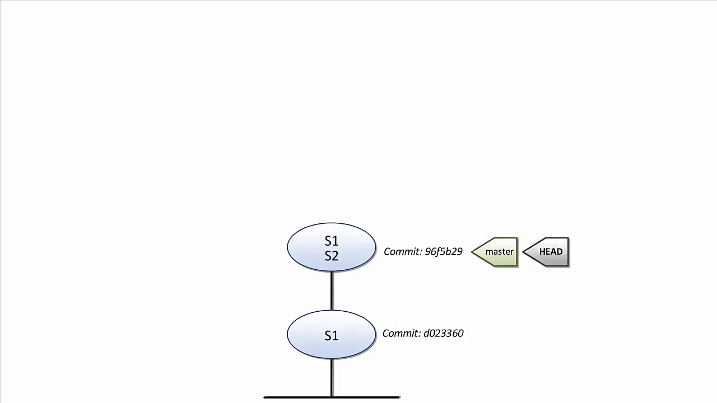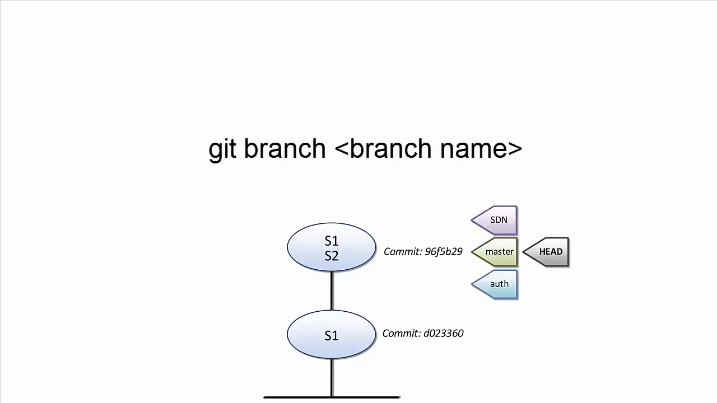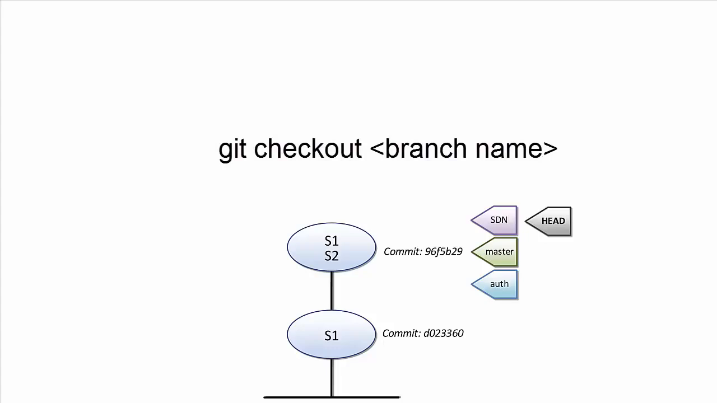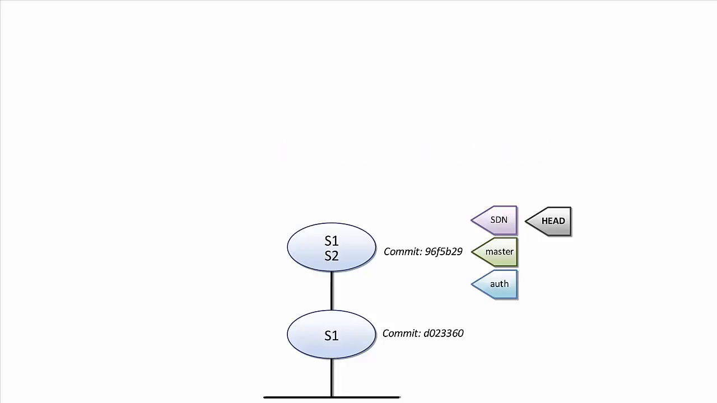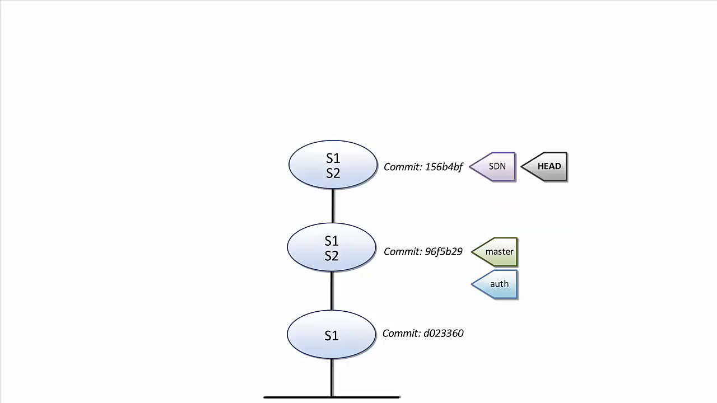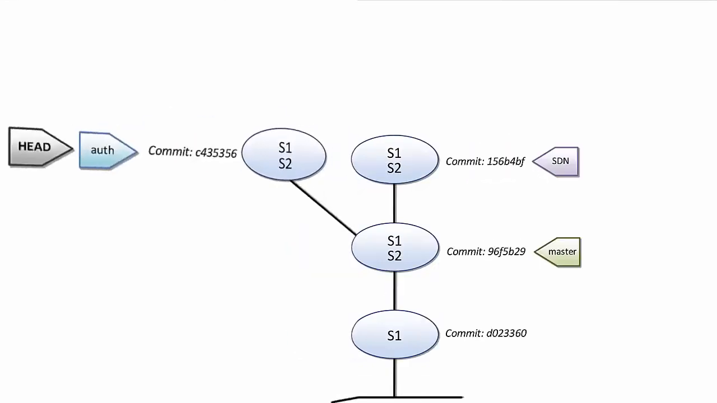In our repo, we created 2 new branches with the git branch command. The branches were created based on where our head pointer was located. We saw how checking out a branch means moving the head pointer to point to a branch. We worked on the 2 branches SDN and auth. We saw that when we make a commit, the checked out branch and the head pointer move forward to the new commit. We merged our 2 branches into master.